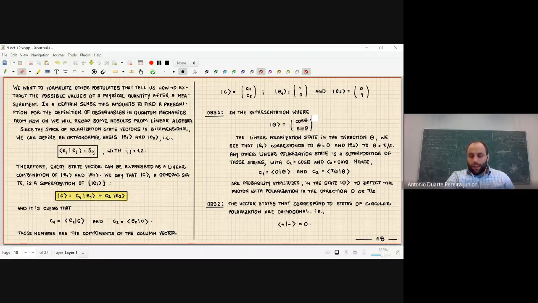Well, in this basis, where I'm using this vector which represents the polarization in the direction where theta is zero, and this is the polarization in the direction where theta is pi over two, then this is the unique way up to global phases. Okay. Because you can always multiply your vector by a global phase.